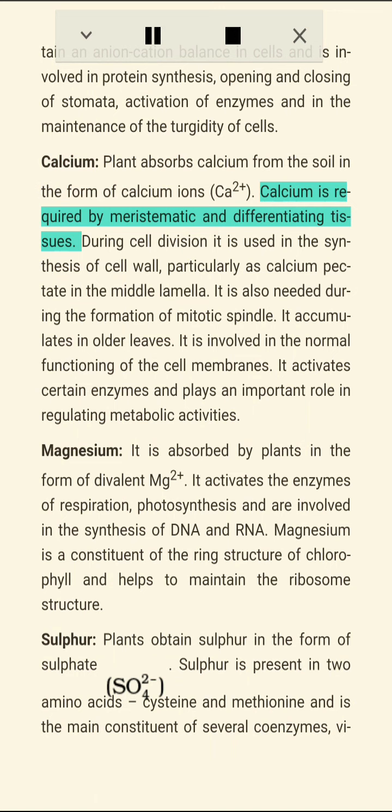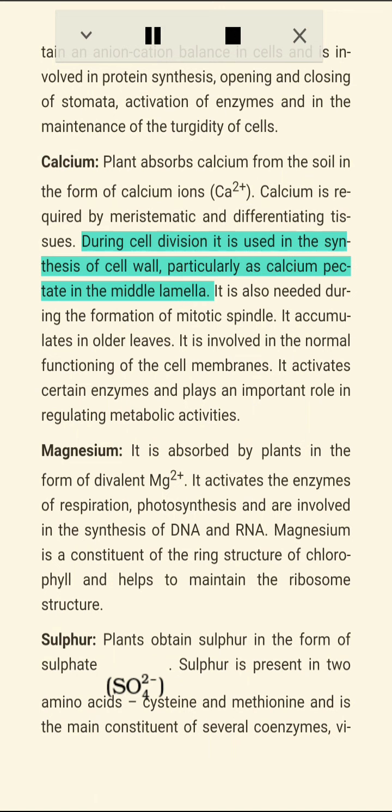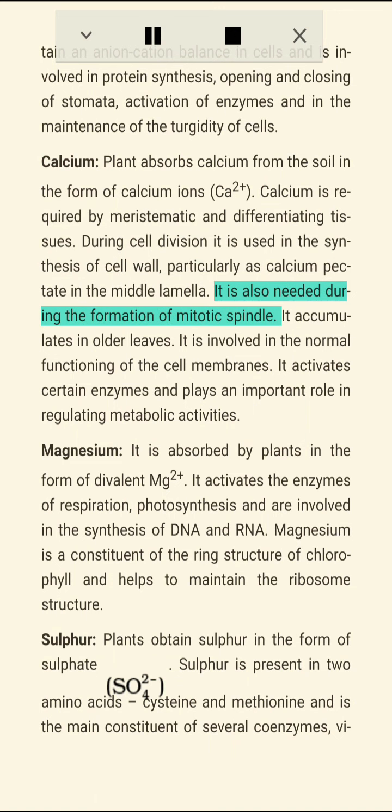Calcium. Plant absorbs calcium from the soil in the form of calcium ions, Ca2+. Calcium is required by meristematic and differentiating tissues. During cell division, it is used in the synthesis of cell wall, particularly as calcium pectate in the middle lamella. It is also needed during the formation of meiotic spindle.